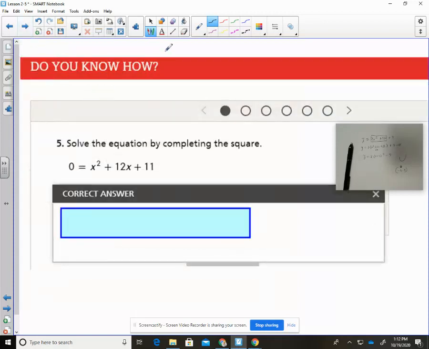All right, so let's do some of these know-how problems. And looks like I've run out of white paper almost. I have.